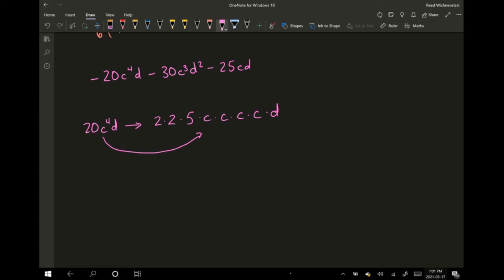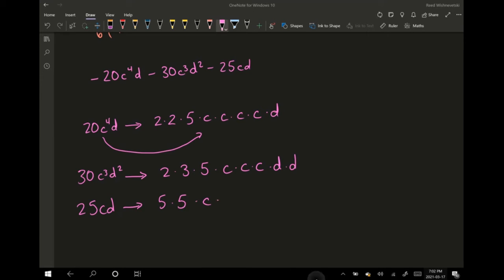Our next term here is 30c cubed d squared. Now we know this to be 2 times 3 times 5, times c times c times c times d times d. Now our last term here that we're going to work with is 25cd, which we know to break up into 5 times c times d.